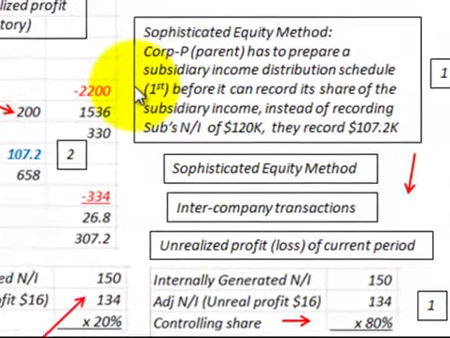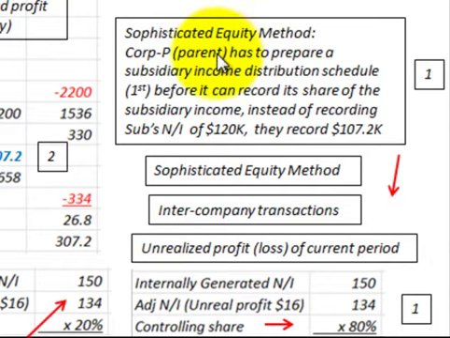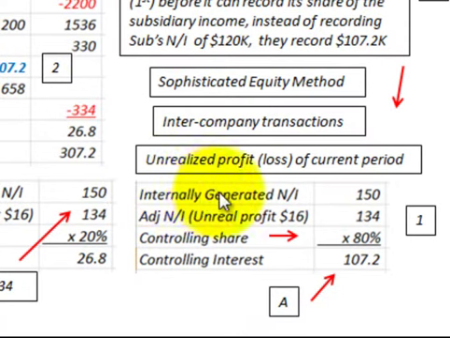Now for the sophisticated equity method, Corporation P, the parent, has to prepare a subsidiary income distribution schedule first before it can record its share of the subsidiary income. And instead of recording this $120,000, they're going to record $107,200. So let's go down and look at how they would do it. They get the internally generated net income of $150,000, and then this adjustment was for $16,000 to reduce it because of the profit in the beginning inventory. And then for the controlling share, they would get 80% of that.